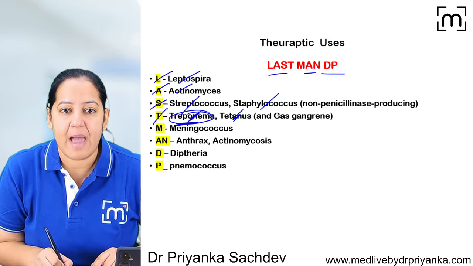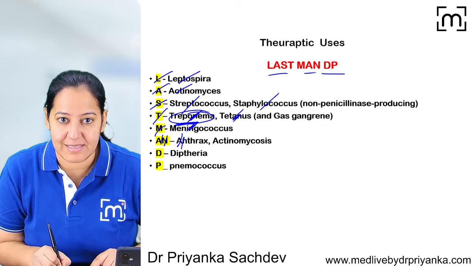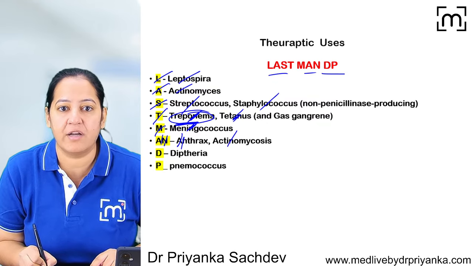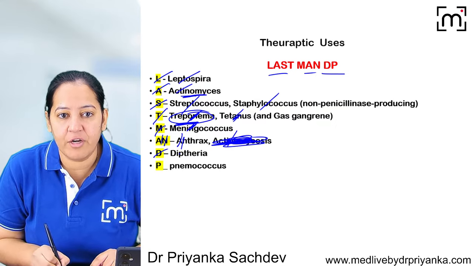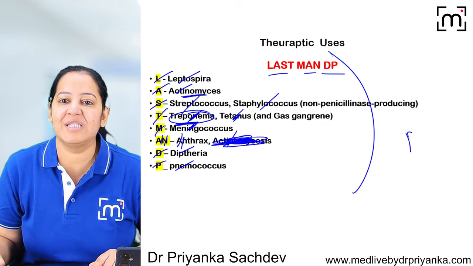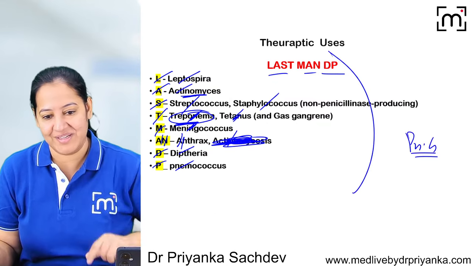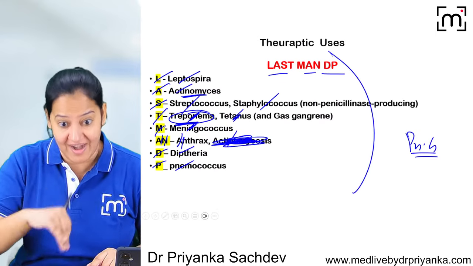And T for tetanus. M for meningitis, meningococcal meningitis. AN is anthrax. Anthrax and actinomycetes also. Actinomycetes is already covered above. You can remove it, it's done. D for diphtheria and P for pseudomonas. So last man DP, penicillin G is the first drug of choice. Last man DP. And prophylaxis, we give it in three.